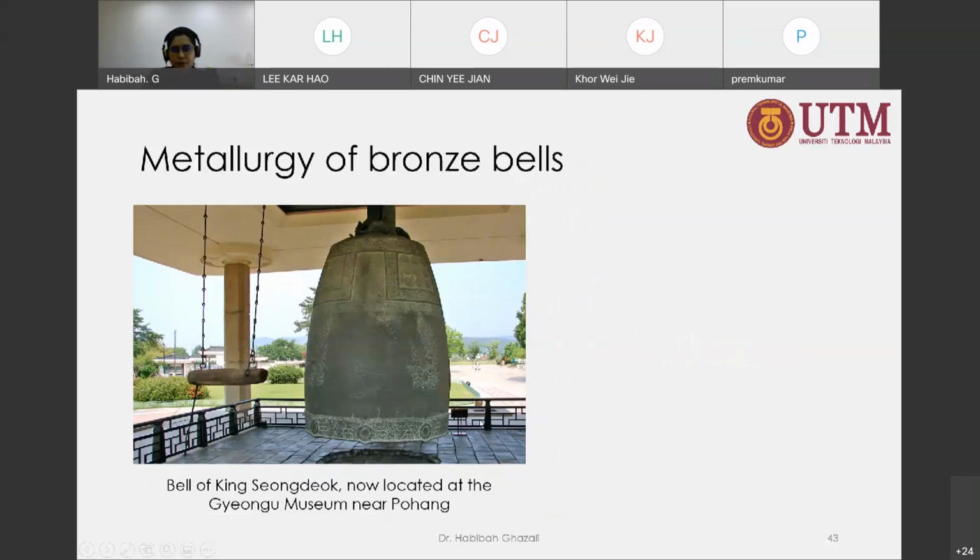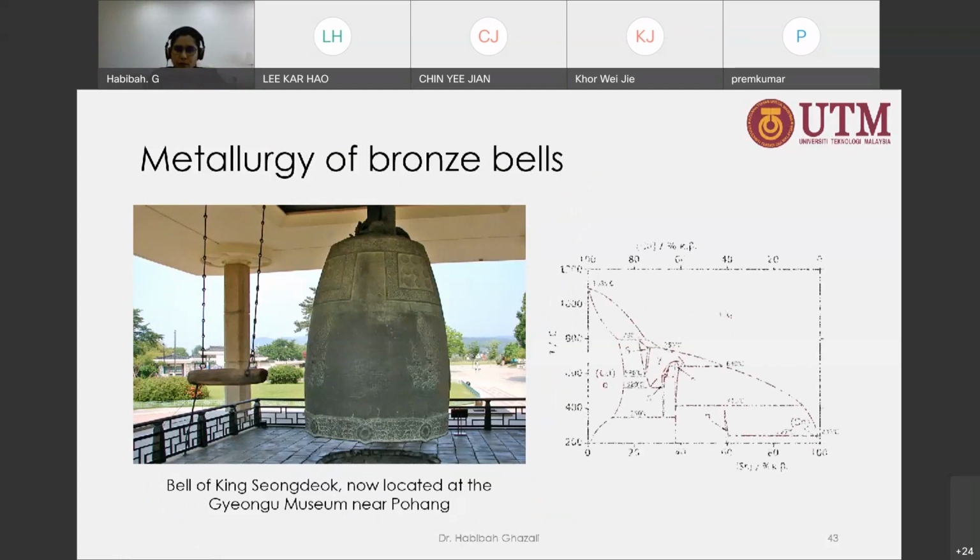Okay, so just a fun fact for bronze: the large bells that they use in temples and churches are mostly made of bronze. For example, this is the Bell of King Seongdeok in Pohang, South Korea. These bells are made of bronze, and it took about 30 years for this bell to be made.